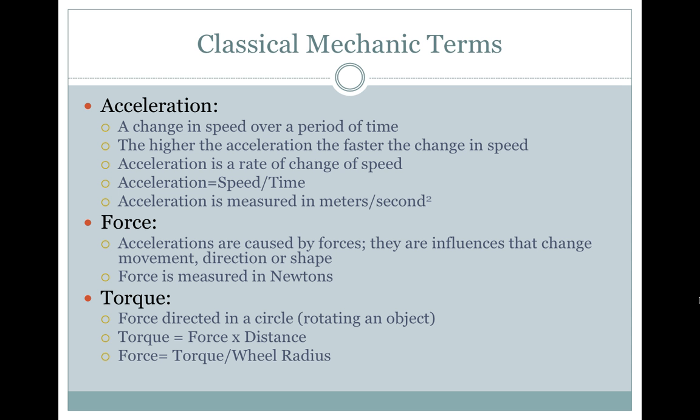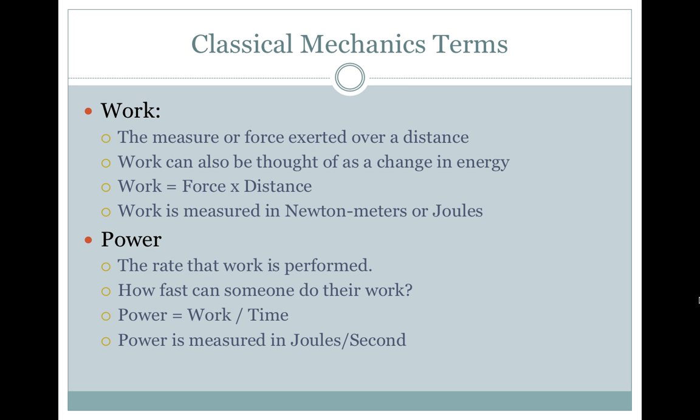Torque. Force directed in a circle, causing or rotating an object. Torque equals force times distance. Force can also be equal to the torque divided by the wheel radius. Work. The measure of force exerted over a distance. Work can also be thought of as a change in energy. Work equals force times distance, and it's measured in newton meters or joules.